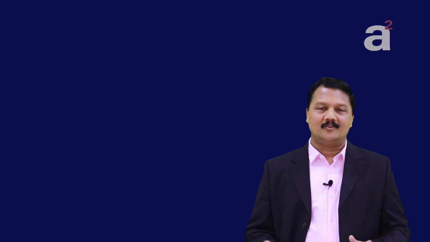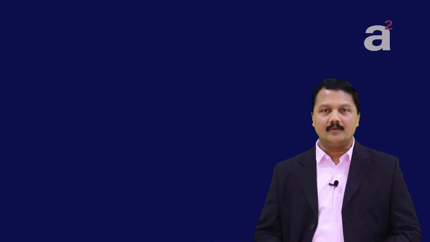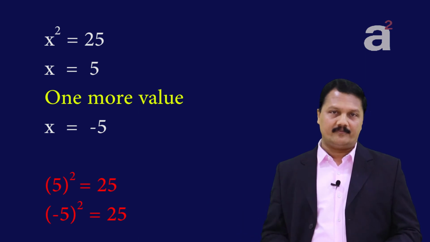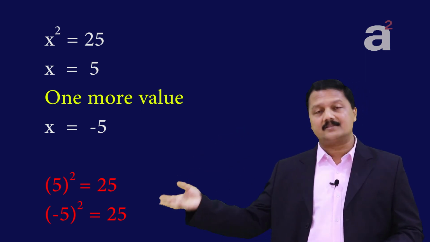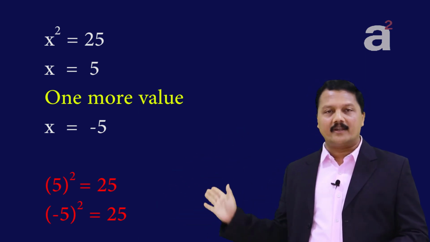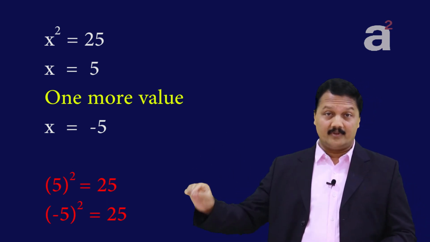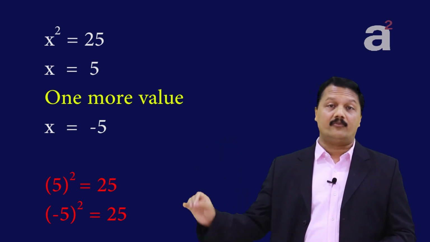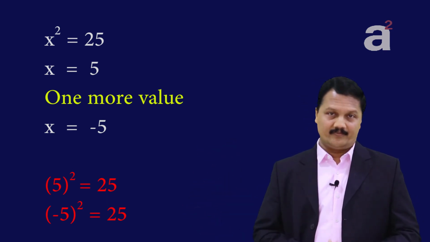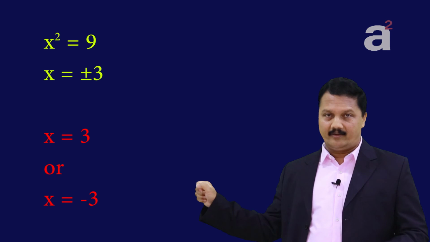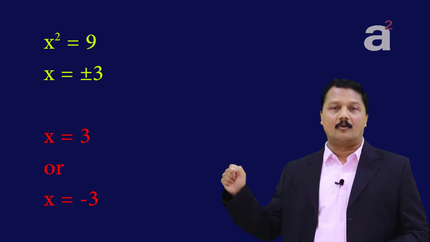Another one is, whenever you have x square is equal to some number, there are two square roots. It can be plus or minus. For example, x square is equal to 25. Immediately students write x is equal to 5. But there is one more answer, minus 5. Because the square of 5 is 25. Square of negative 5 also is 25. So if x square is equal to 9, x is equal to plus or minus 3.